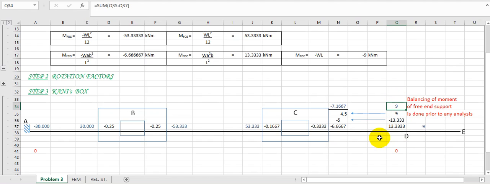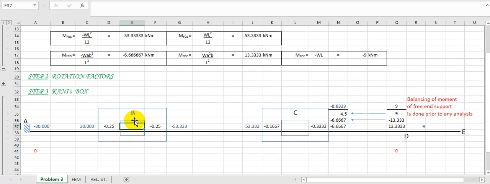Since we had added minus 13.333, we have to carry it over to the immediate support, and it becomes half. I'll write this as half of this, which is equal to this divided by 2, minus 6.667. And again, since we added plus 9 as well, we have to carry it over, and it becomes half here. So it is equal to 9 divided by 2, which is 4.5. Very easy. We sum it up, and this is the final moment that we are going to use to fill in the boxes in between.